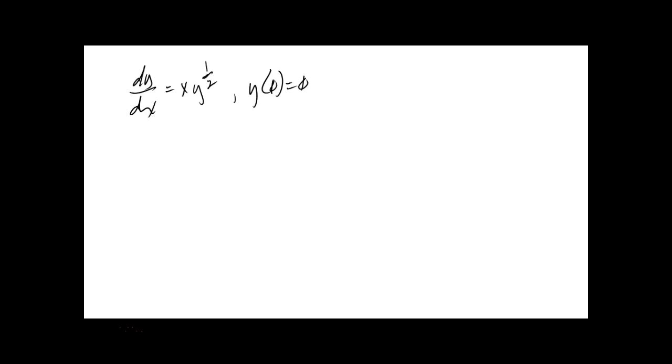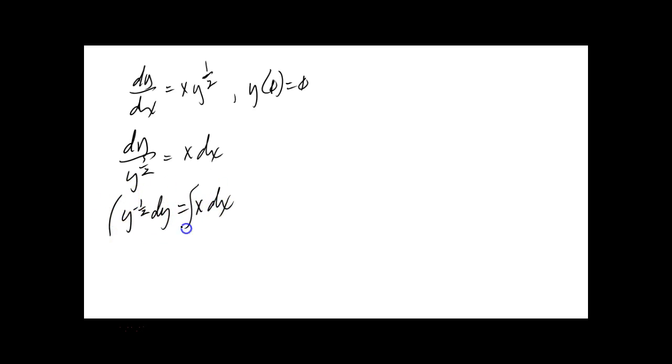We are now in a position to solve the equation. They did it for us before, but we're going to do it now. Separable variables, because it's a product that you can separate. This gives you dy over y to the 1/2 equals x dx, subject to y of 0 equals 0. I would rewrite this as y to the minus 1/2 dy equals x dx, then integrate both sides.